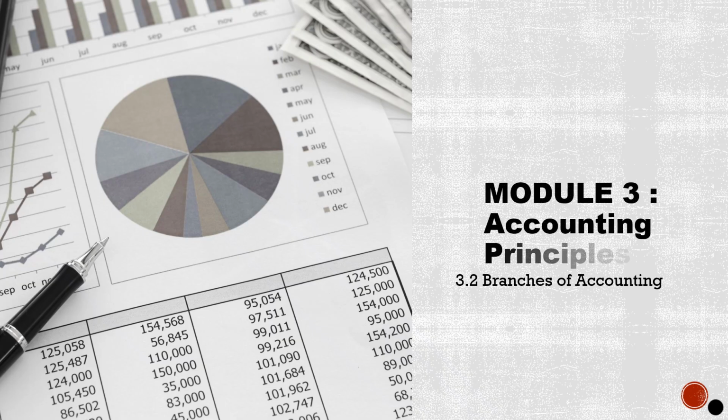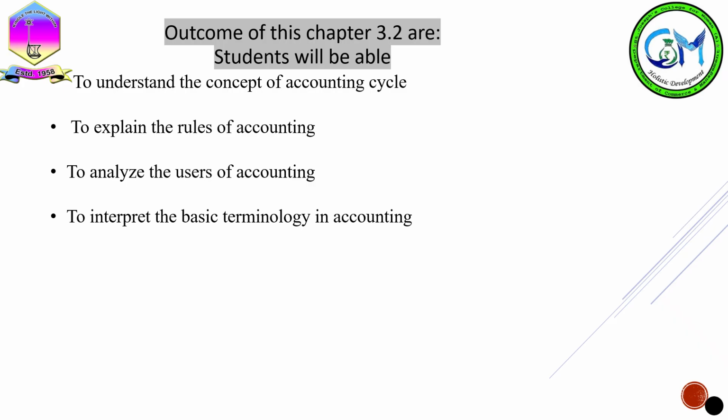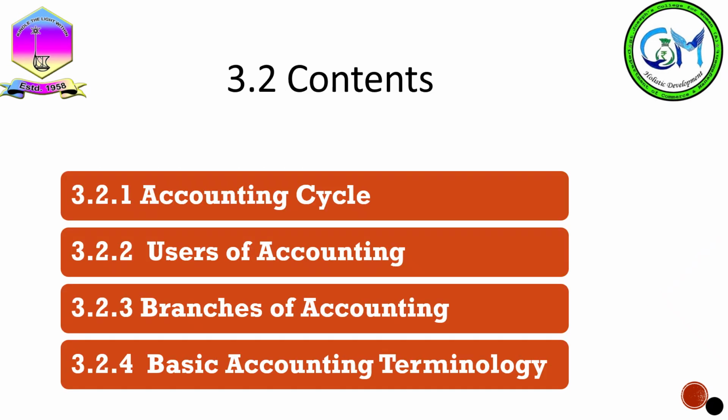The second submodule of the Accounting Principles module is Branches of Accounting. So students, the outcome of this chapter is to understand the concept of the accounting cycle, to explain the rules of accounting, to analyze the uses of accounting, and to interpret the basic terminology in accounting. The contents of this second submodule are accounting cycle, users of accounting, branches of accounting, and basic accounting terminology.